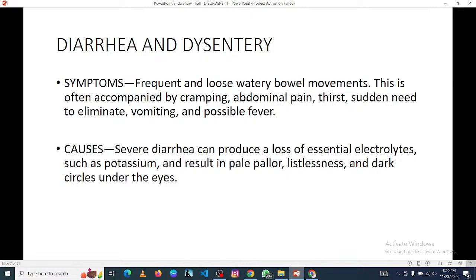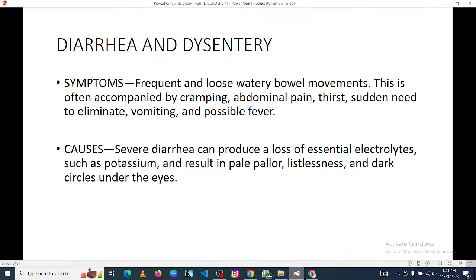So what are some of the symptoms? Frequent, loose, watery bowel movements. This is often accompanied by cramping and abdominal pain. It's more of the muscles of your abdomen moving or constricting. Abdominal pain, thirst, a sudden need to eliminate, that is, to visit the toilet. We have vomiting and possible fever at times.